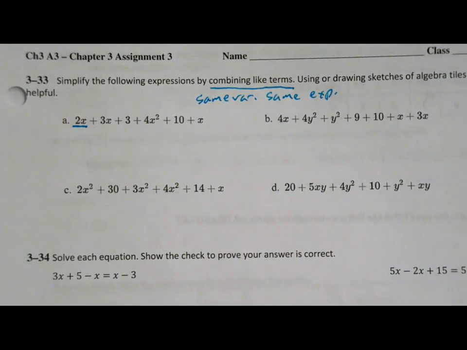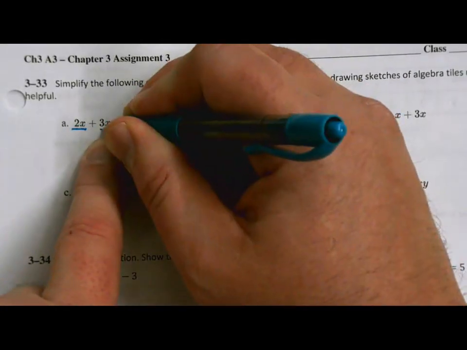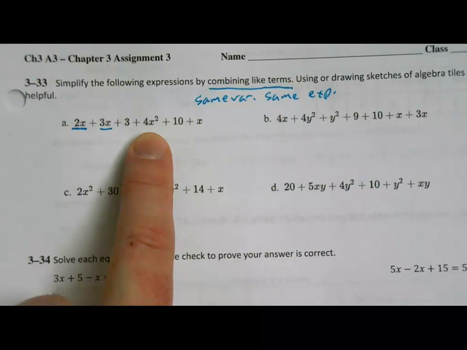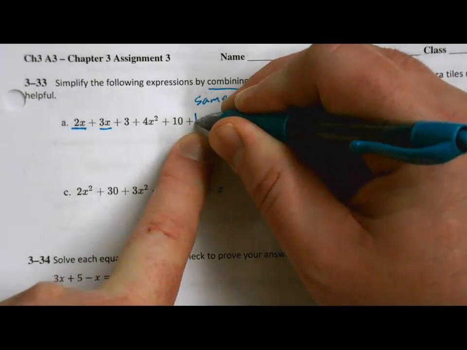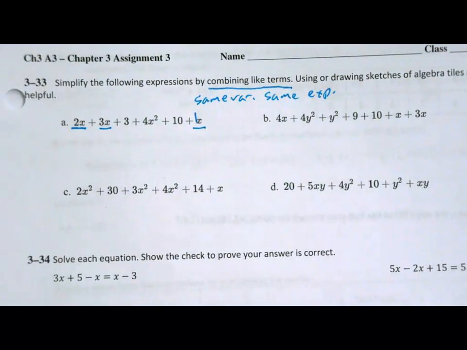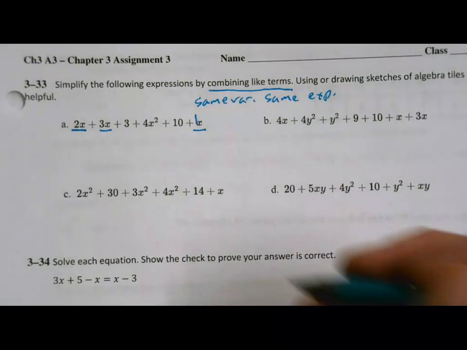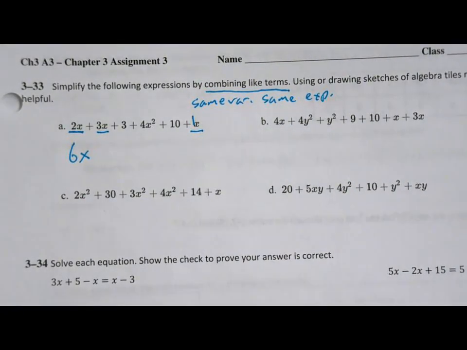like terms for it. So 2x, is 3x a like term? Does it have the same variable? Yep, both have the same exponents, both have invisible ones. Is 4x squared a like term? It has an x, but it's got a different exponent, right? So that's not a like term. 10 obviously is not. What about this last one? That is a like term. So 2x, 3x, and 1x are all like terms. We just add the coefficients together. So 2 plus 3 plus 1 gives us 6. And when we combine them, the exponents and the variables do not change. So it's just 6x.